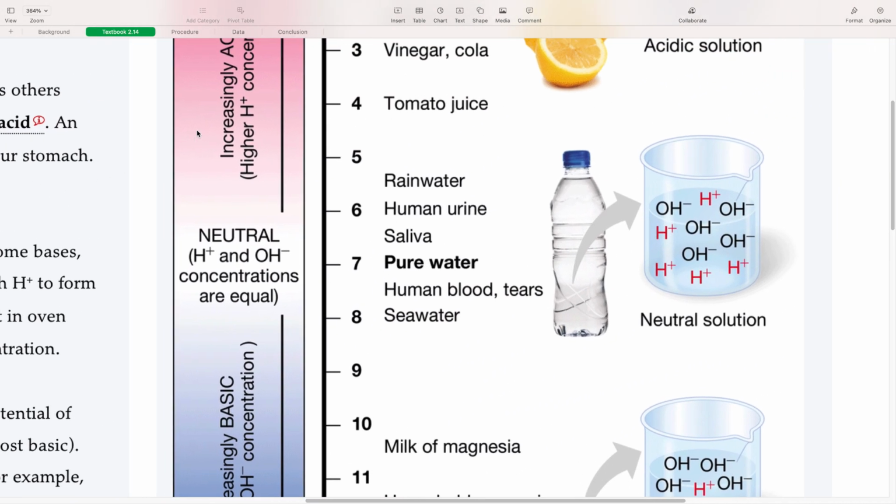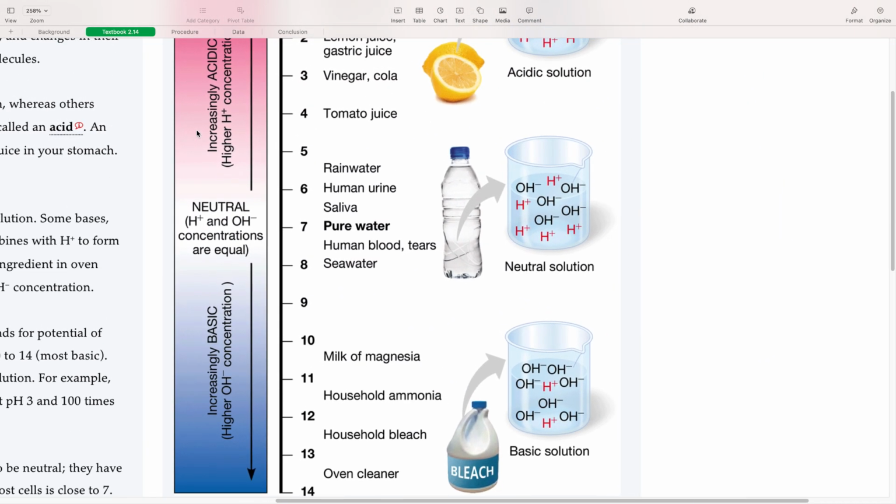So take a look at the chart on the right-hand side. Pure water is 7. Going from a 7 to an 8, how much of an increase is that? 10 times stronger. How much stronger is it to go from 7 to 9? 100. Going from 7 to 8 is 10. Going from 8 to 9 is 10. That's 10 times 10. Going from 7 to 10 is how many? It's moving 3 numbers. It's 1,000 times stronger.